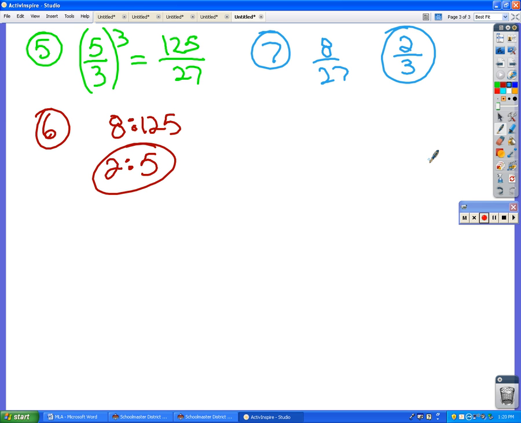9 and 10. 9 and 10, is that it? Yep. Because this is a sculpture. How do you do that? Okay, number 9.